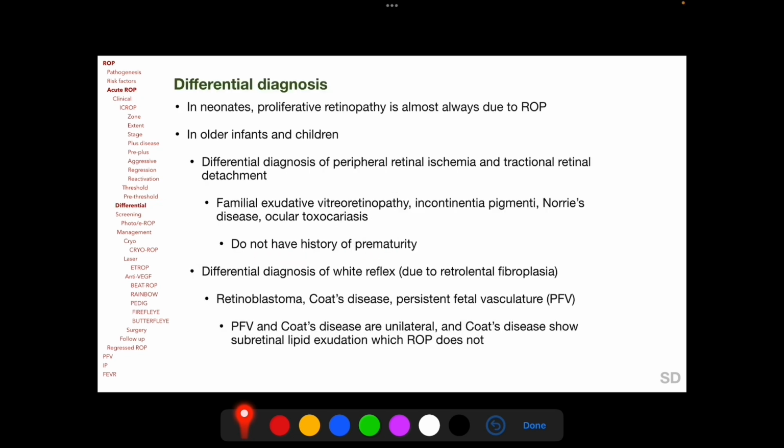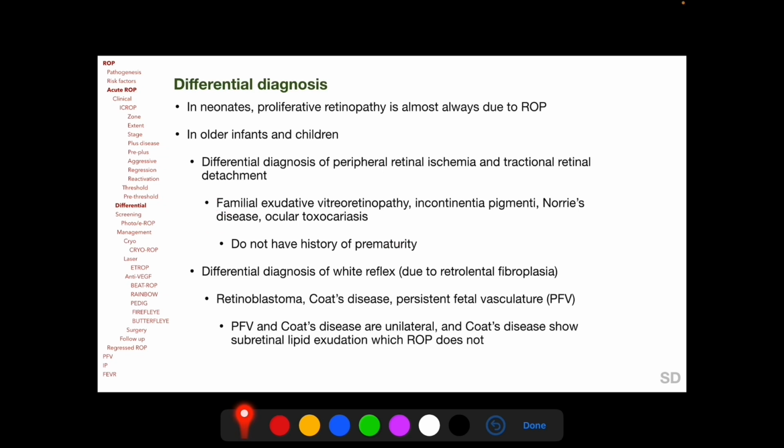In neonates, proliferative retinopathy is almost always due to ROP, but in older infants and children, differential diagnosis of peripheral retinal ischemia and tractional retinal detachment include familial exudative vitreoretinopathy, Incontinentia pigmenti, Norris disease, and ocular toxocariasis. Unlike ROP, none of these clinical entities have a history of prematurity.